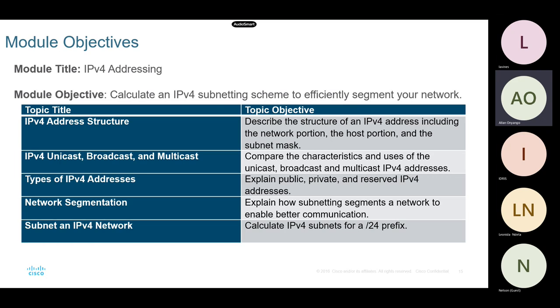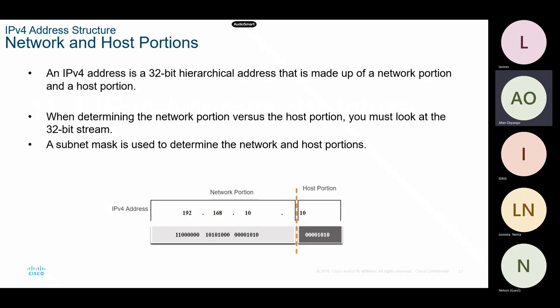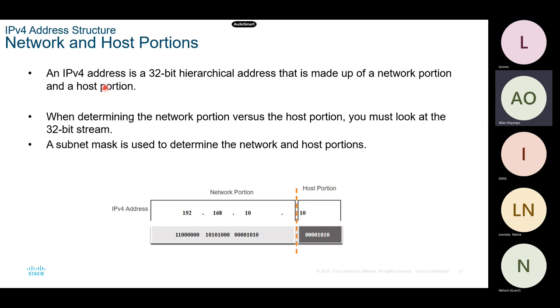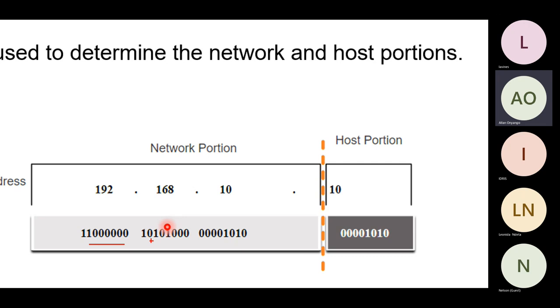The first thing we need to do is talk about the structure of an IP version 4 address. This is not something new; we have done it with you before. We did say that an IP version 4 address always has 32 bits, and it is divided into four parts, octets, so we have a first octet, second octet, third octet, and a fourth octet.